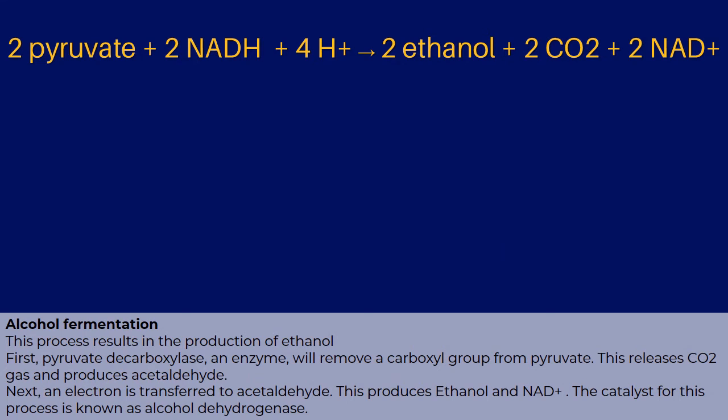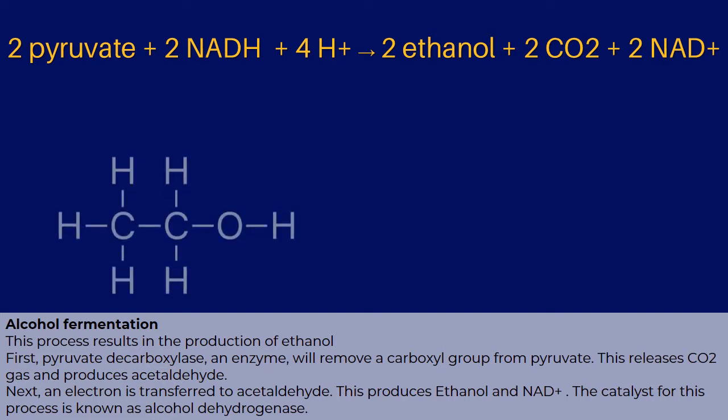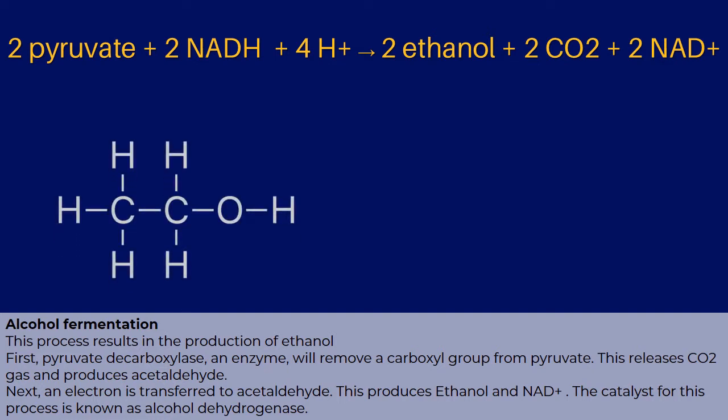For alcohol fermentation, we have 2 pyruvate molecules, 2 NADH molecules, and 4 hydrogen ions converted into 2 ethanol molecules, 2 CO2 molecules, and 2 NAD+ molecules. This process results, as seen, in the production of ethanol. First, pyruvate decarboxylase, an enzyme, will remove a carboxyl group from pyruvate. This releases CO2 gas and produces acetaldehyde.